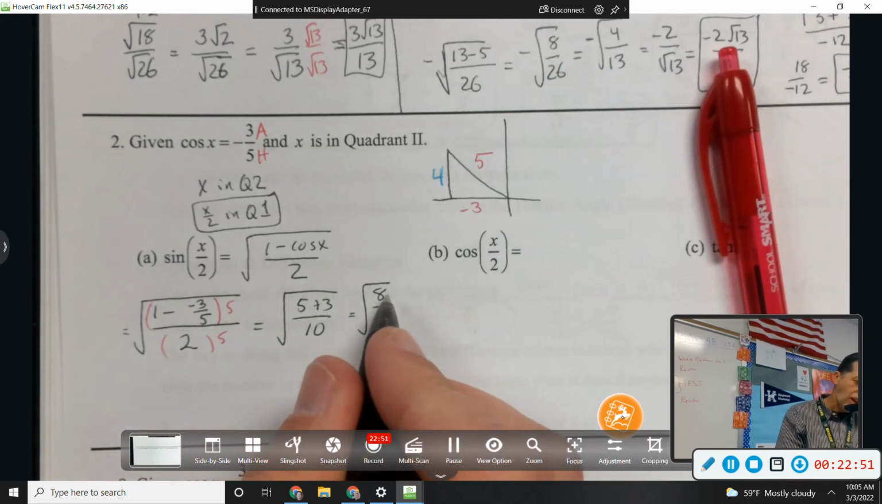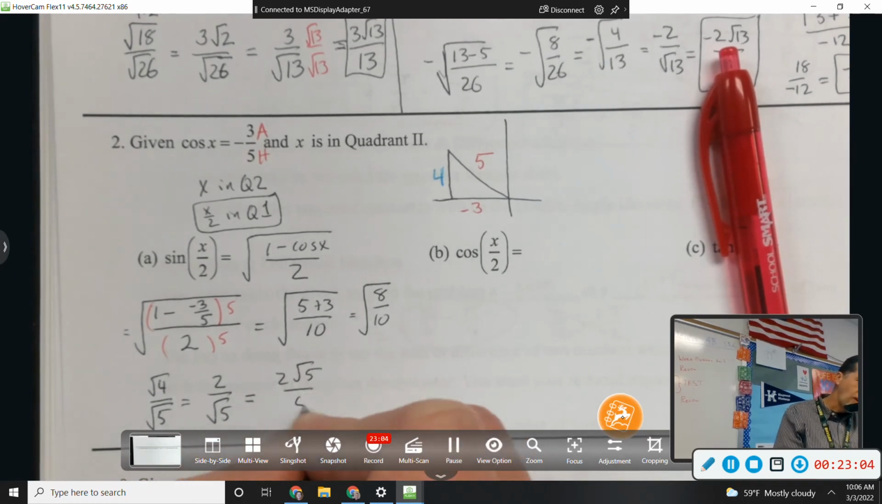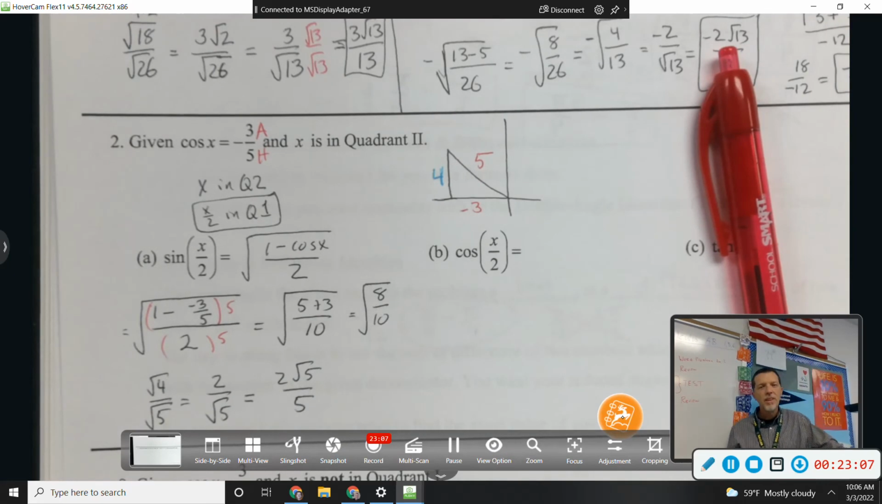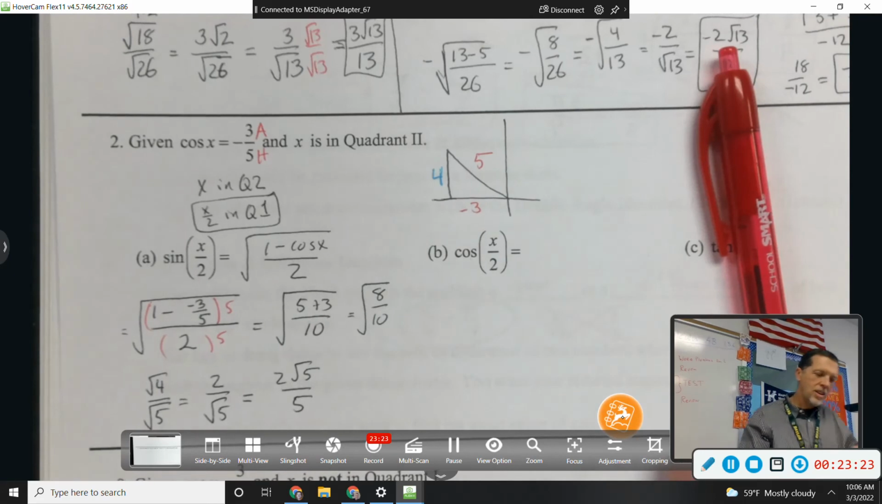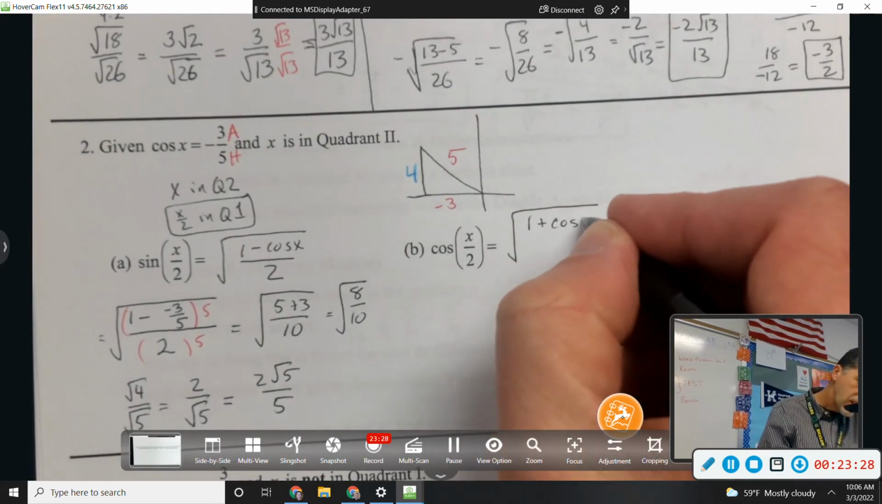So yeah, some of you are skipping steps on me. 4/5. But that's 2 over root 5, and then we fix it, 2 root 5 over 5. Again, most of the steps on these problems are algebra steps. But they're easy. They're supposed to be easy algebra steps: multiplying by 5, adding numbers, reducing fractions, fixing square roots. It's supposed to be stuff that we can handle. Famous last words.